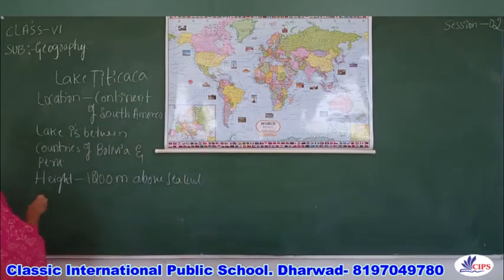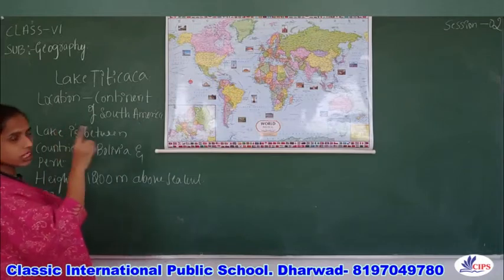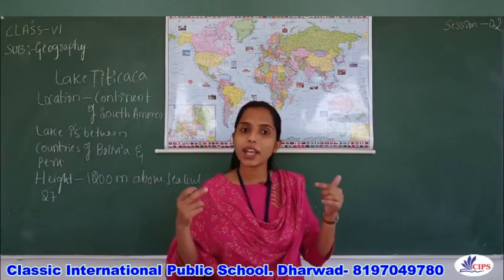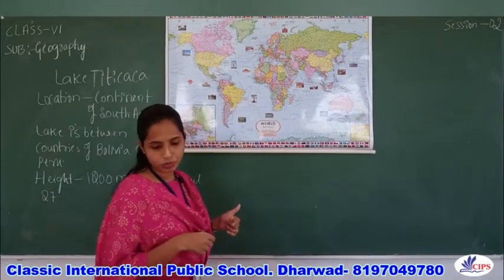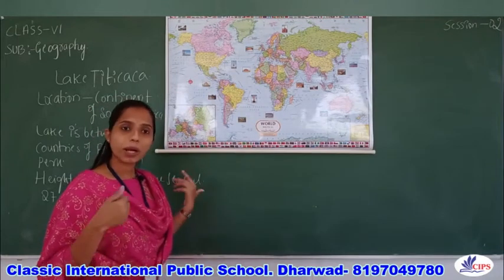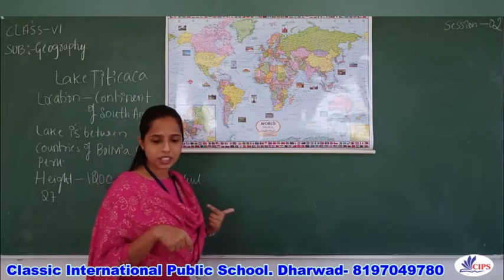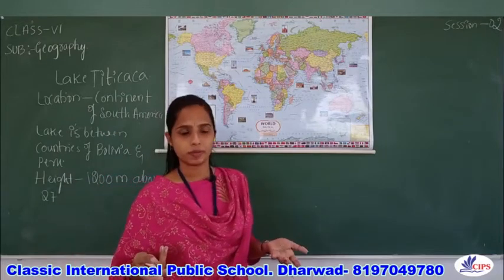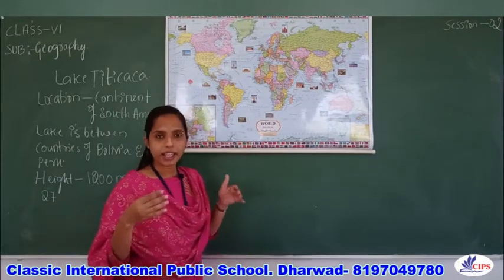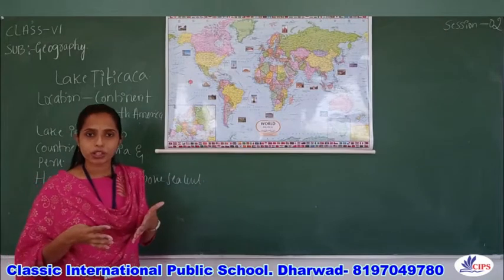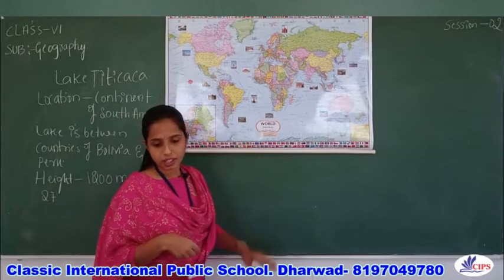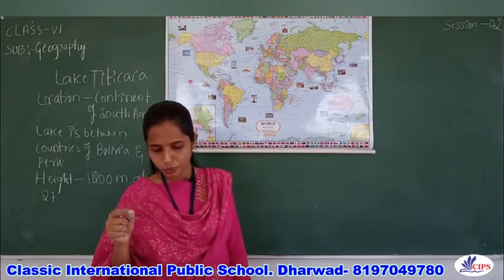Another next feature is, to this lake 22 rivers flow. 22 rivers drain in. That means, is it a freshwater lake or a brackish water lake? Lake Titicaca is also one of the freshwater lakes, and it provides water, that is drinking water, to the surrounding region, so it provides fresh water.